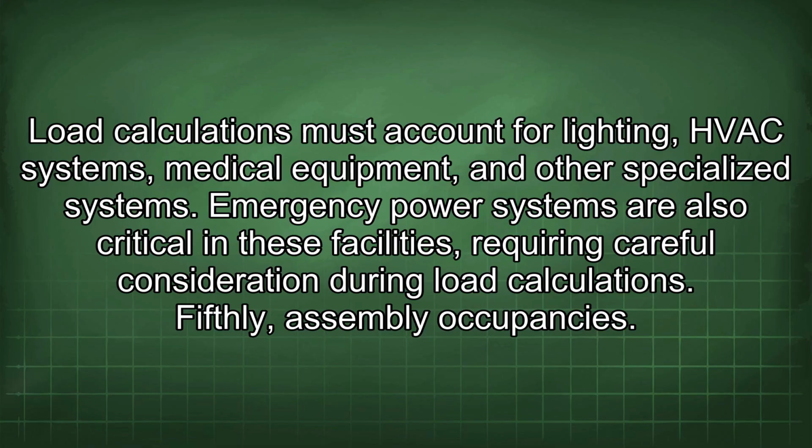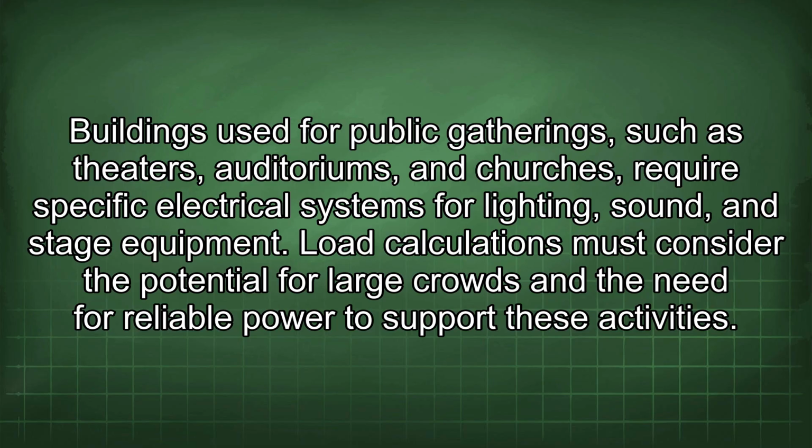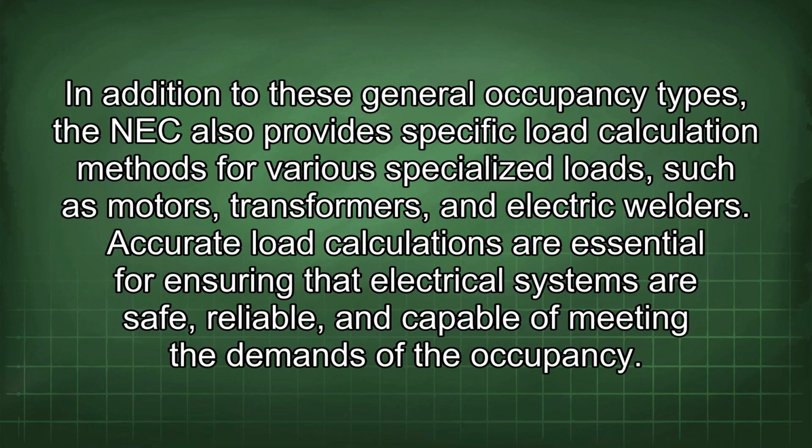Fifthly, assembly occupancies. Buildings used for public gatherings, such as theaters, auditoriums, and churches, require specific electrical systems for lighting, sound, and stage equipment. Load calculations must consider the potential for large crowds and the need for reliable power to support these activities. In addition to these general occupancy types, the NEC also provides specific load calculation methods for various specialized loads, such as motors, transformers, and electric welders.